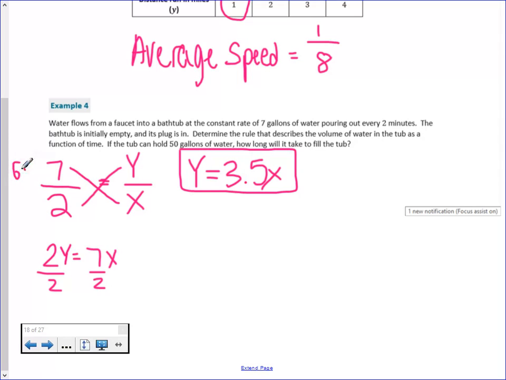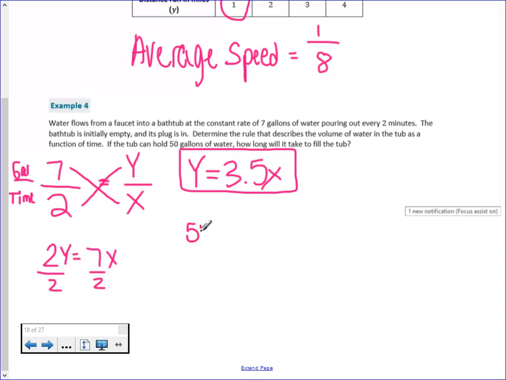Gallons, that's a bad G, but gallons. What did the 2 represent? Minutes, or the time. So if I'm wanting to plug in 50 gallons, should I plug it in where Y is or where X is? Gallons was on the top. What letter was on the top? Y. So if we're plugging in gallons, it needs to go in where Y is.